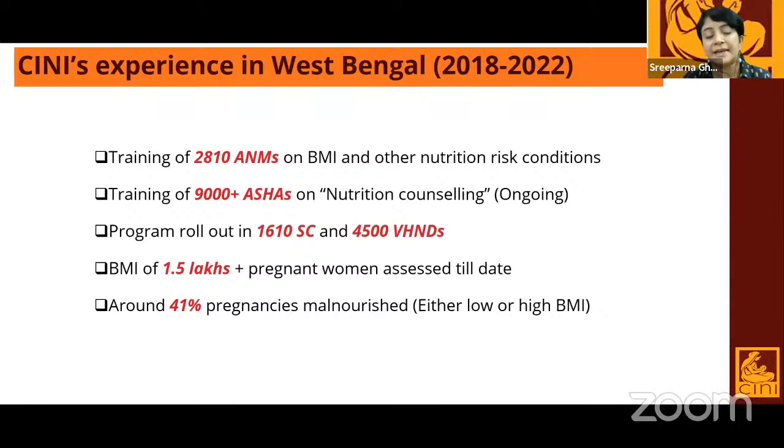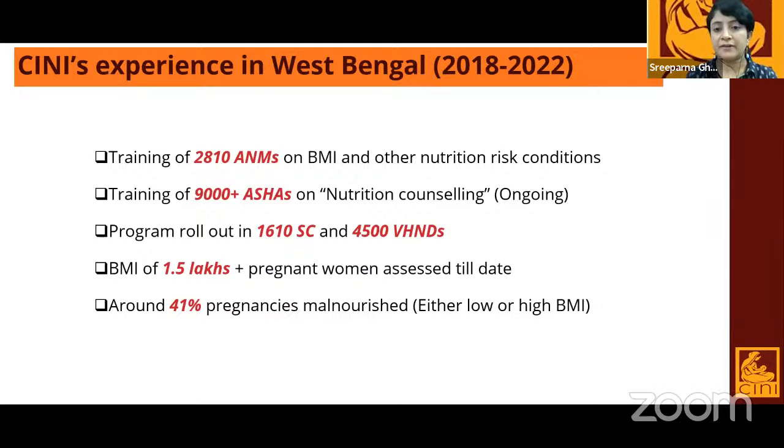And on being trained, the ANMs have till date assessed around 1.5 lakh pregnancies, and we find that around 41% of pregnancies are either in the low or in a high BMI category. This is for the first time for the state of West Bengal, at least, or maybe for India, that malnutrition at the onset of pregnancy has been measured by the system itself, and we are trying to take it to the government for more policy level action and take necessary actions to address malnutrition at the pregnancy level also.